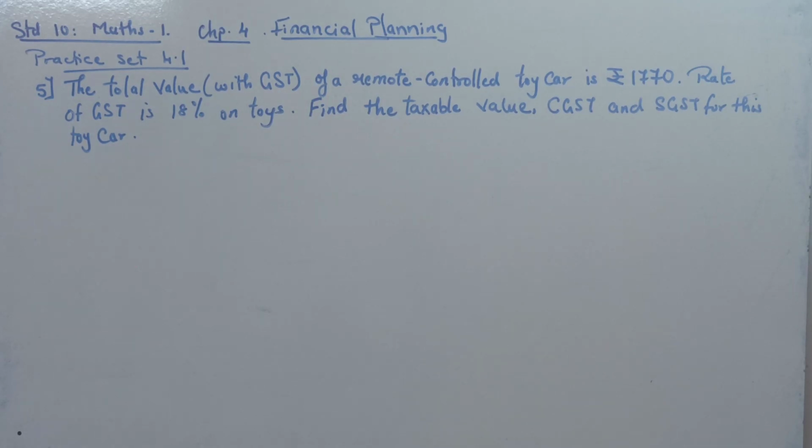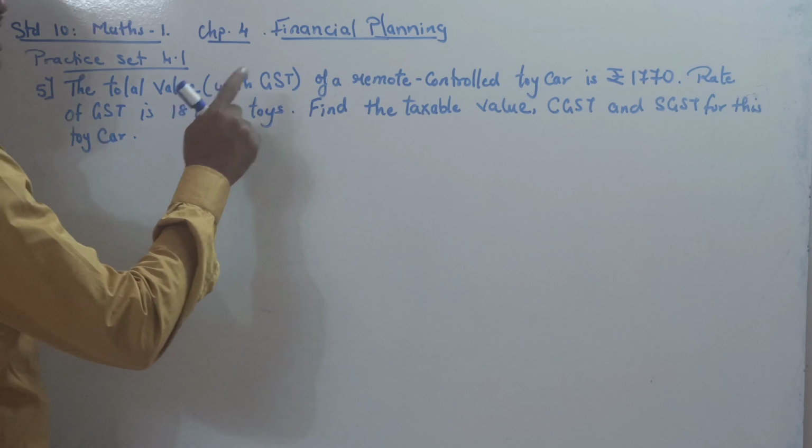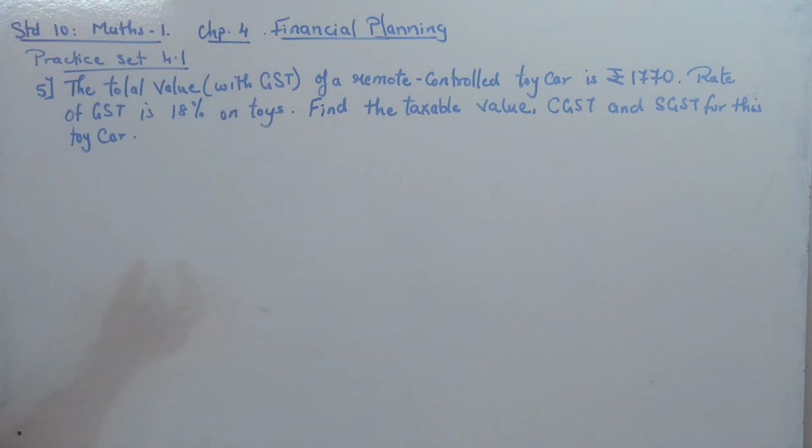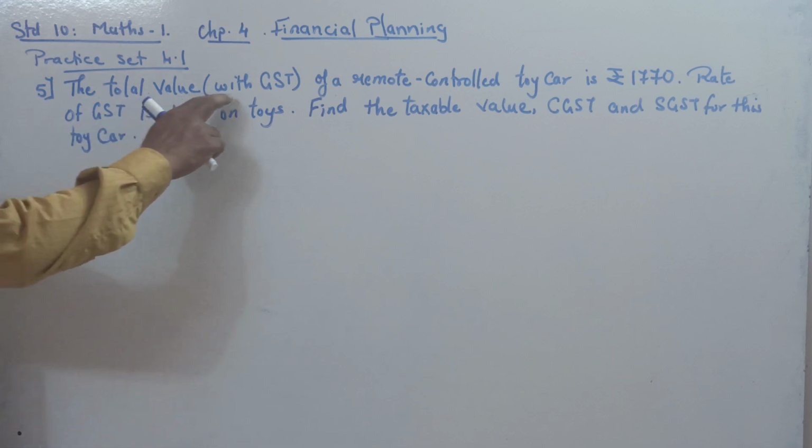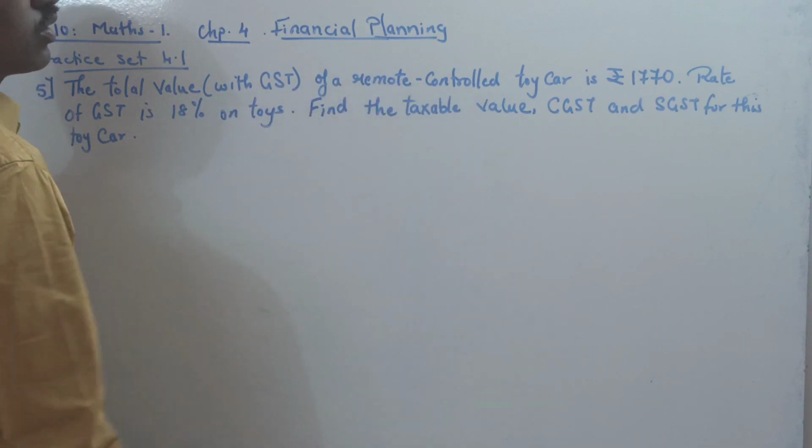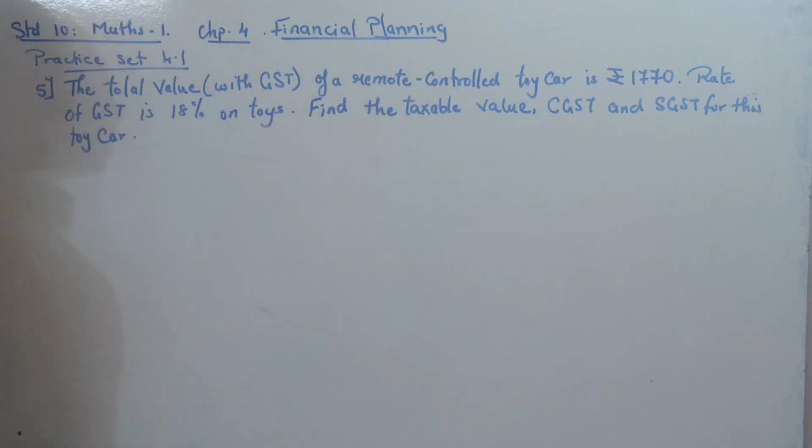Let's start with practice set number 4.1, the fifth one. This question is from the financial planning chapter. The total value with GST means any product which you buy, that is the MRP plus the GST. So we are getting a value with GST of a remote control car, that is rupees 1770. So you have taken a car including the GST amount, that is the billing amount has come to 1770.